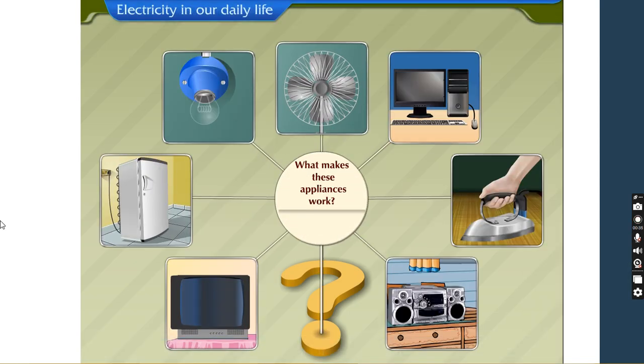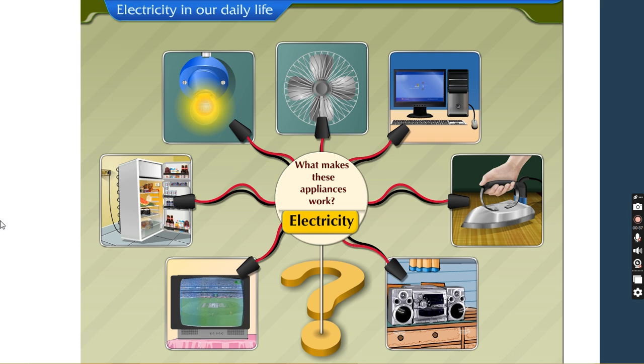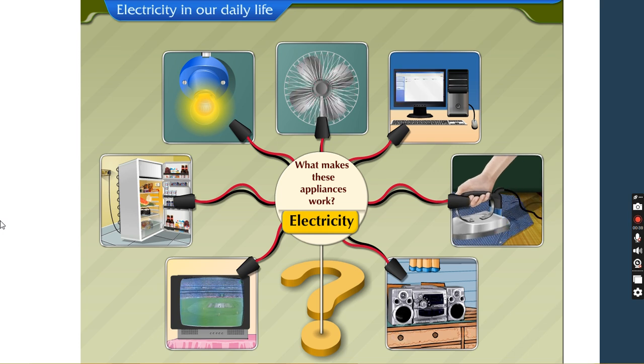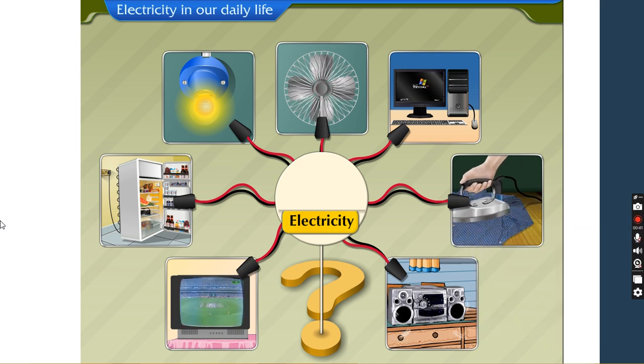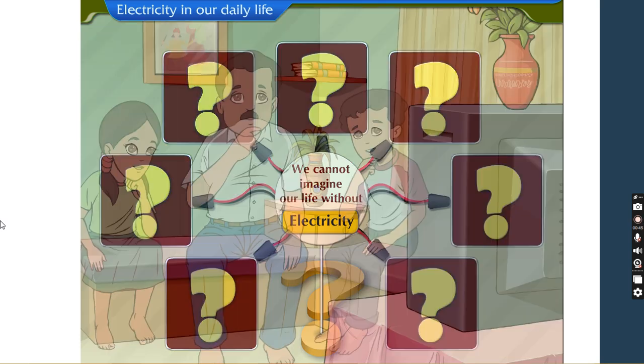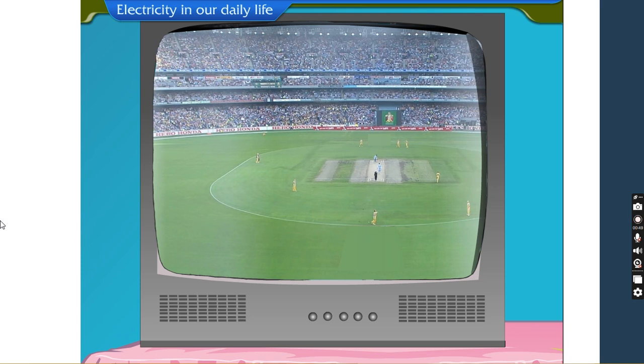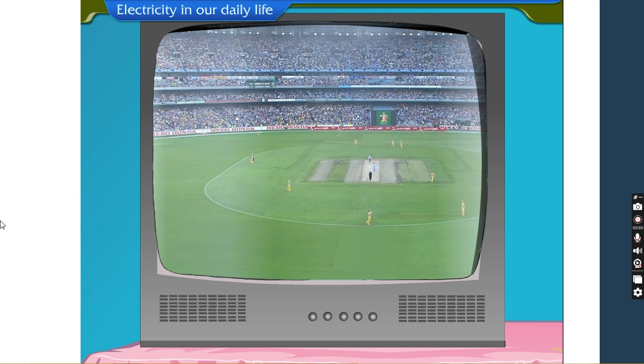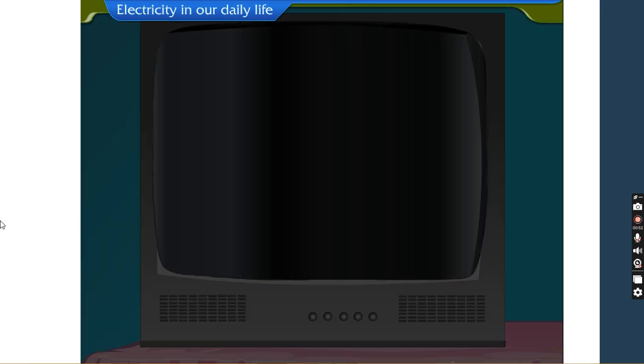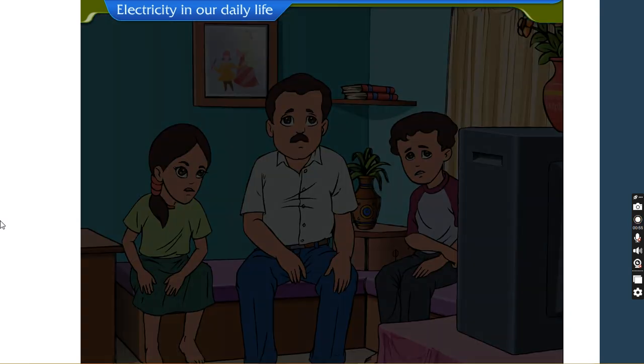It is the electricity. Electricity plays a very important role in our life. We cannot imagine a life without electricity. Imagine you are watching an interesting cricket match on TV and suddenly electricity goes off. It will be a really annoying experience, isn't it?